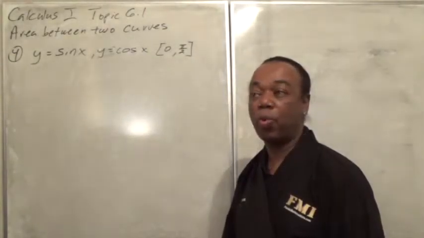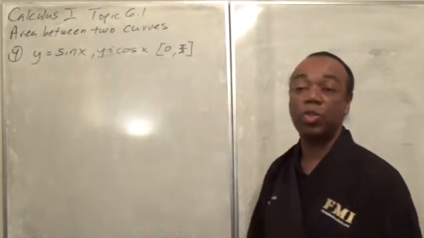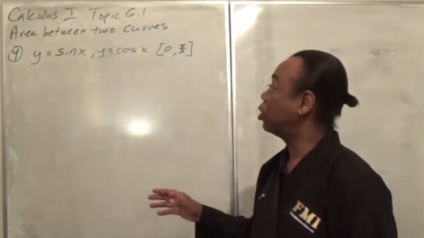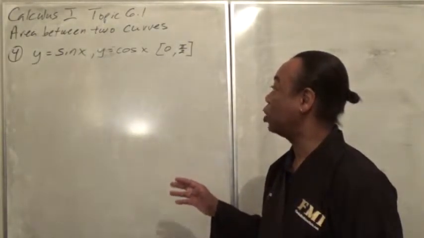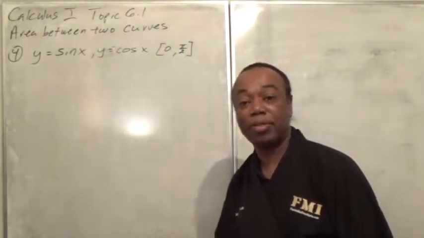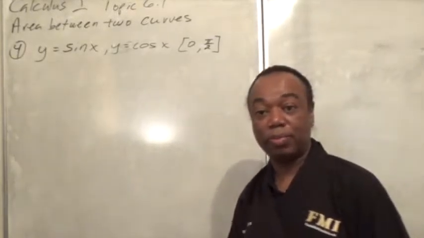Topic 6.1, find the areas between two curves. Number 4, we want to find the area between the curves sine of x and cosine of x within the interval of 0 to pi halves. First I'm going to graph this.